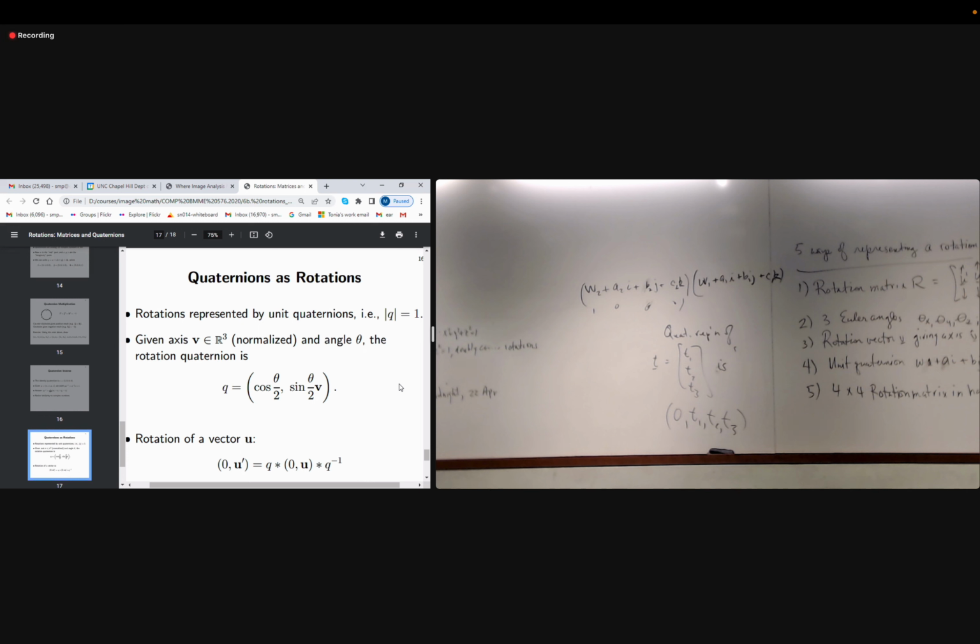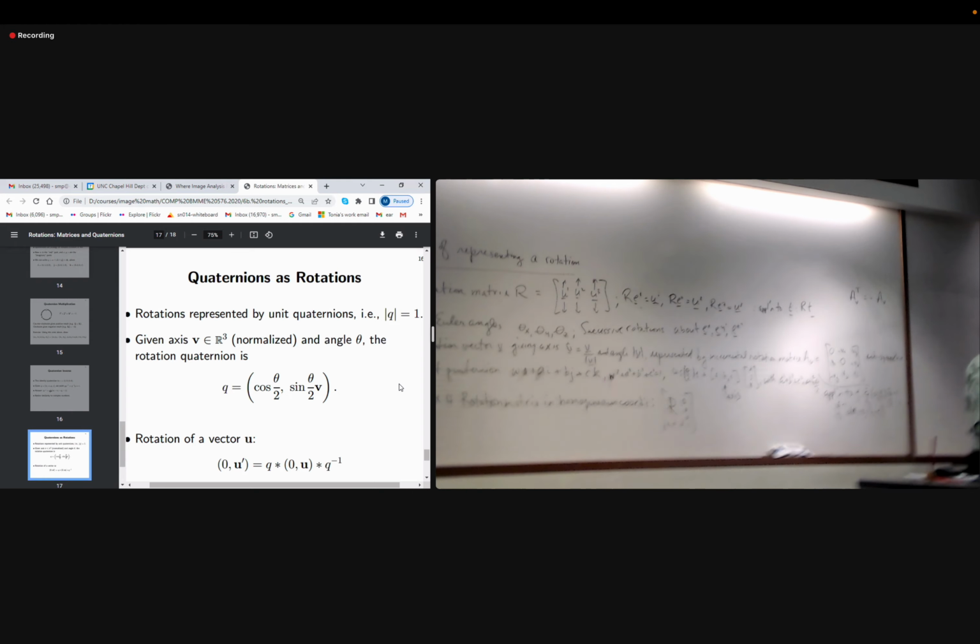Okay, and this last thing is what I told you before, that when you want to rotate a vector v, you create a quaternion out of it. You multiply on the left by the unit quaternion and the right by the inverse.